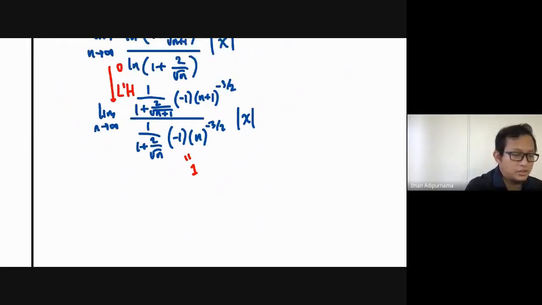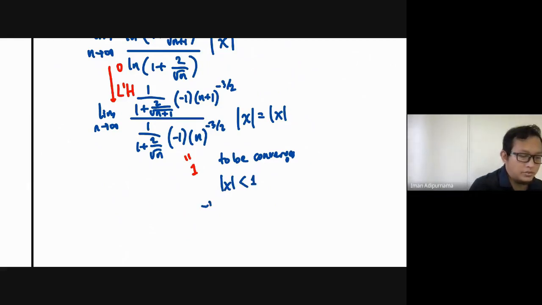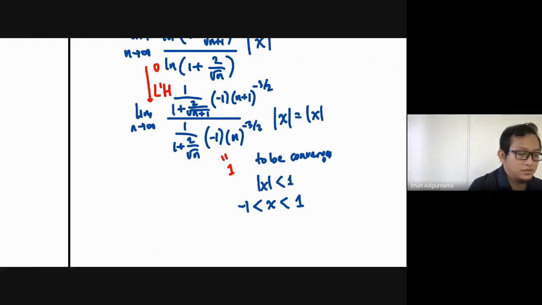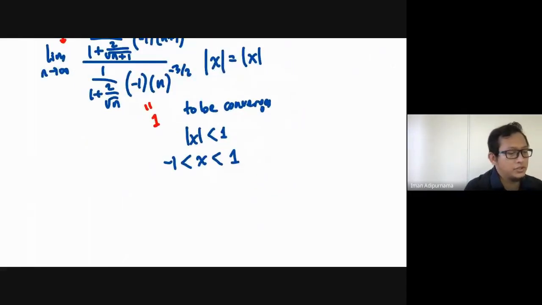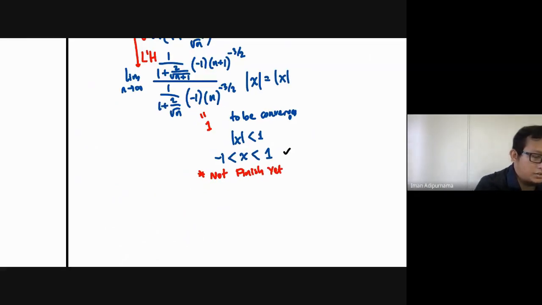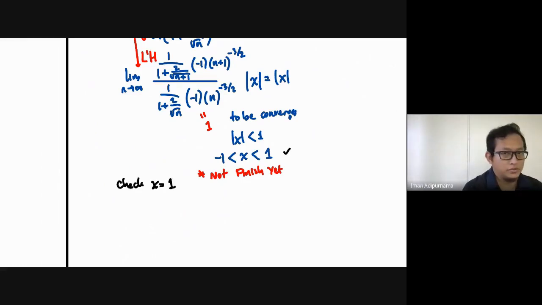So this will result in just x. To be convergent, this x should be less than 1, right? Or we can write it down. And then we need to check. First, if you get these results, it's not finished yet. Let me write here, it's not finished. So I need to check x equal 1 and check x equal -1.